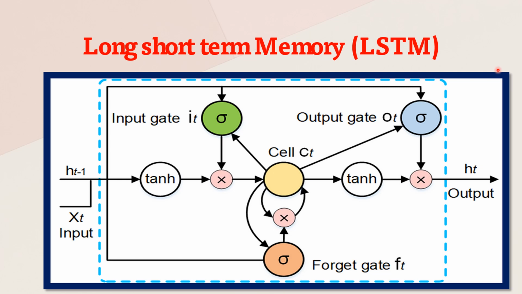Now next comes the long short-term memory. This long short-term memory is a type of recurrent neural network which is used for processing sequential data such as time series data, speech recognition, and natural language processing. These long short-term memories are particularly useful in business applications where the model needs to learn from historical data when making predictions. So to understand LSTM in a business context, let us consider an example.